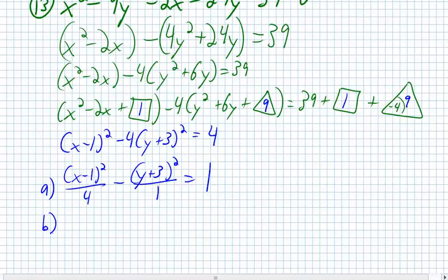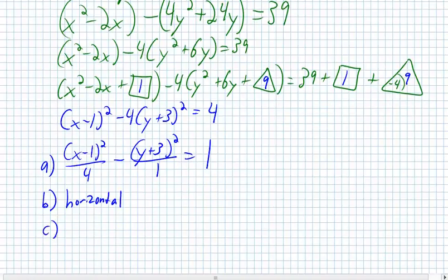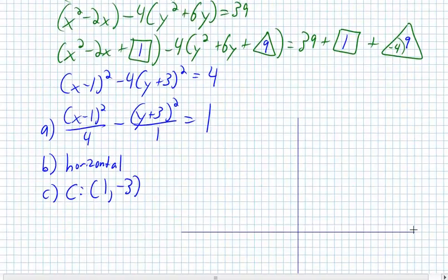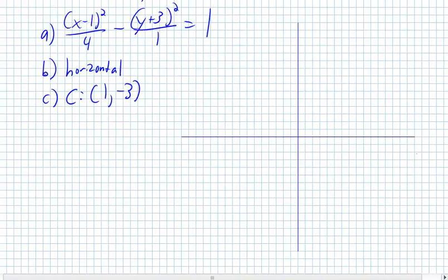Step D, horizontal or vertical. This is a horizontal transverse axis because the x is first. Step C, we have one of our first off-center ones. The center is 1, negative 3. And now I'm going to start putting the grid up to graph this, as well you should, to get an idea for what this is going to look like. We're going to have a center at 1, negative 3, putting a point there.